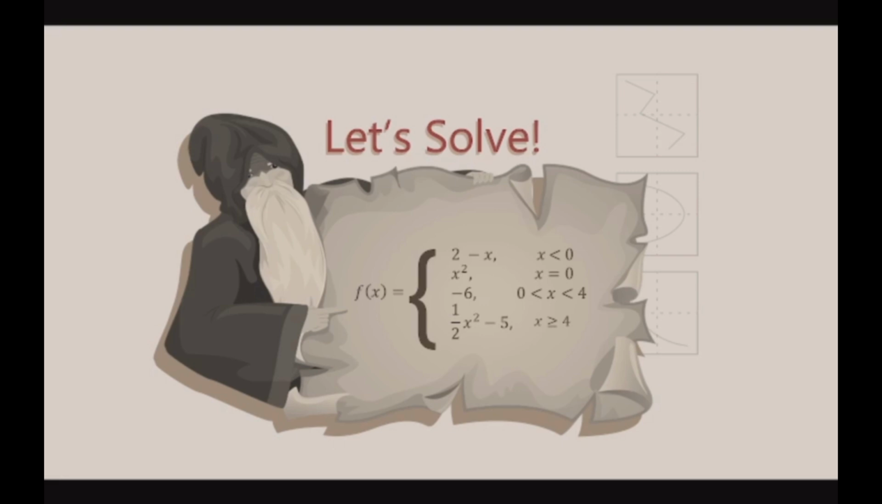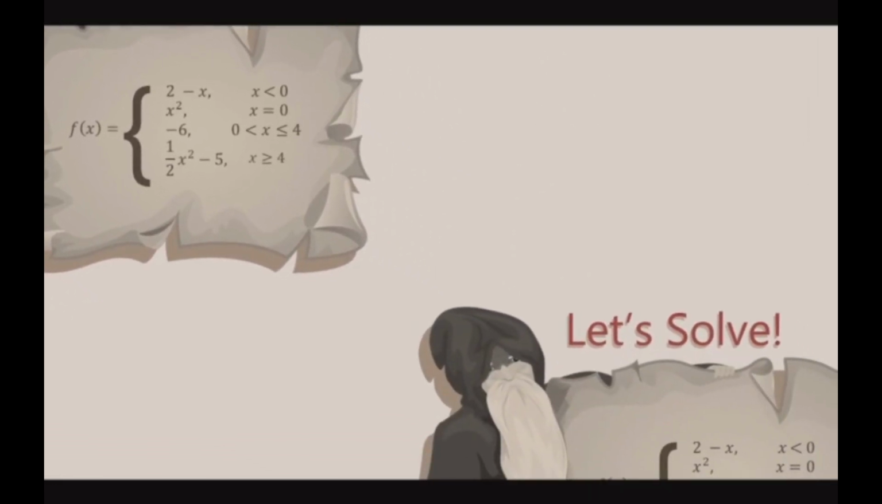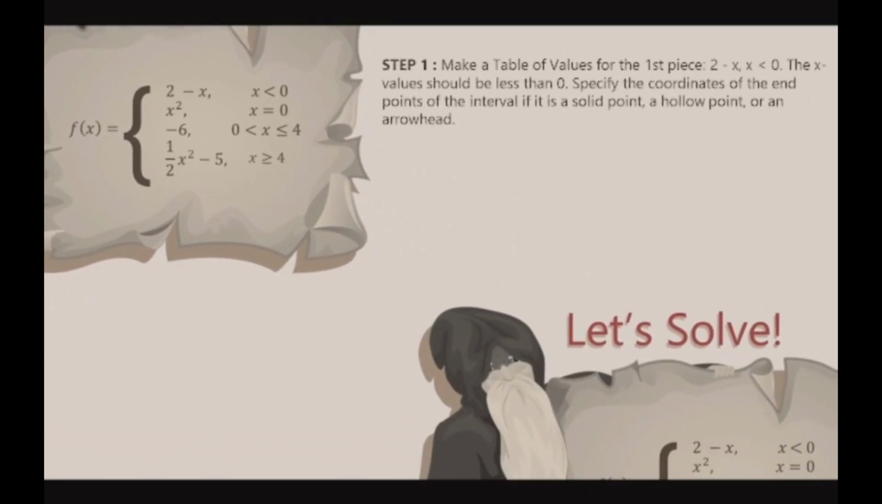f of x is equal to 2 minus x if x is less than 0, x squared if x is equal to 0, negative 6 if x is greater than 0 but less than 4, and 1/2 x squared minus 5 if x is greater than or equal to positive 4. This function consists of 4 pieces. To graph this piecewise function, we must follow the steps.